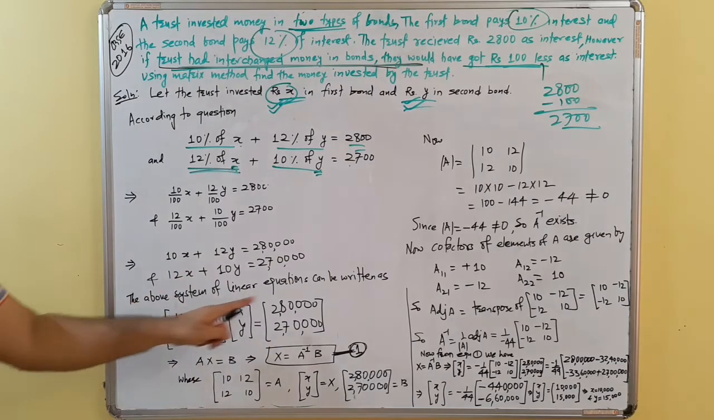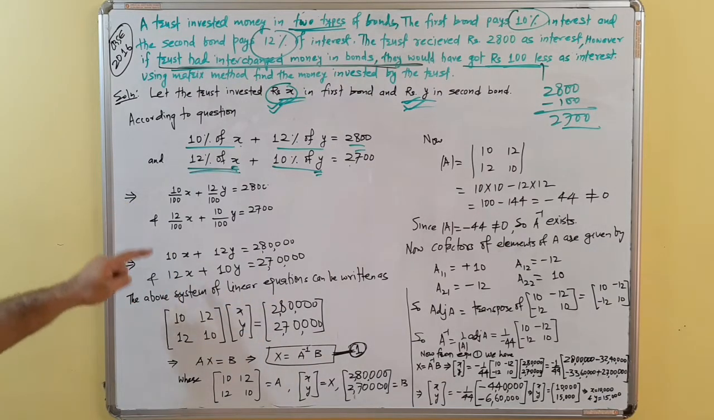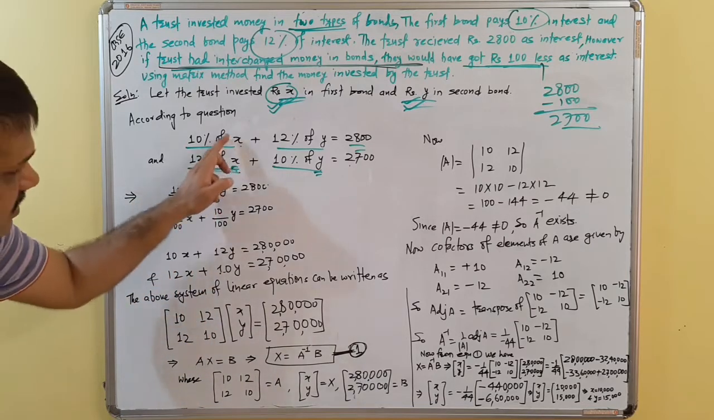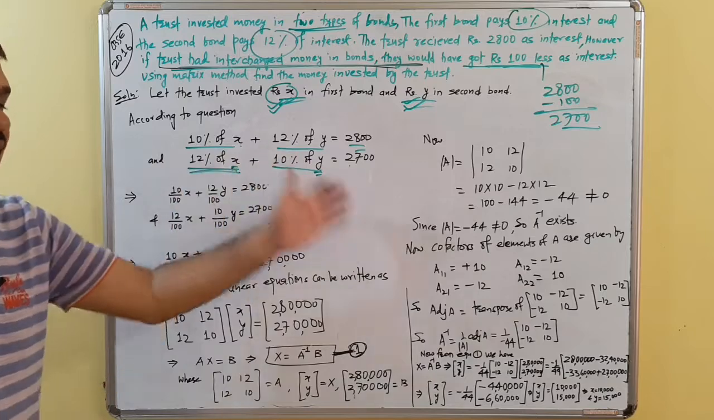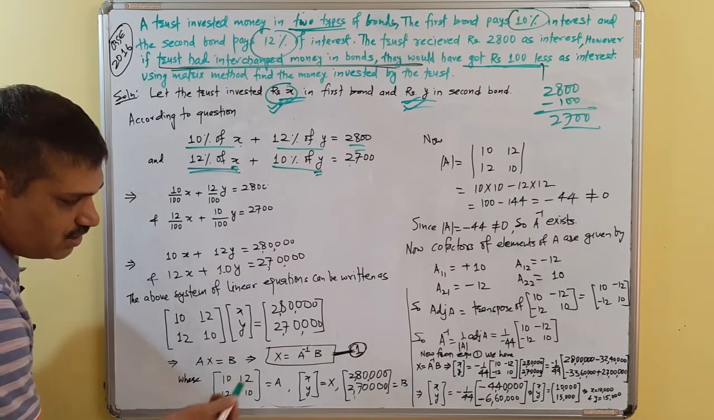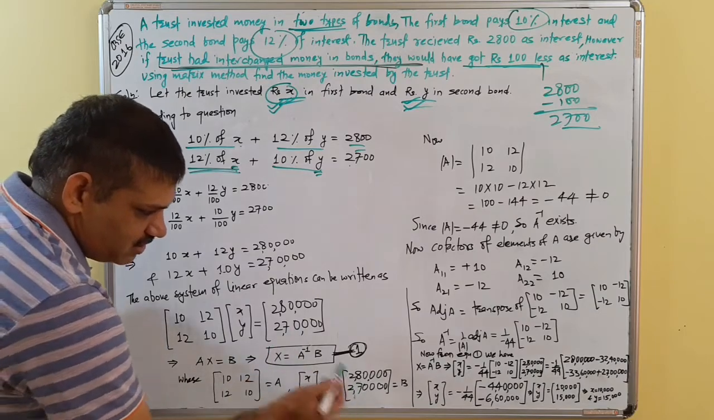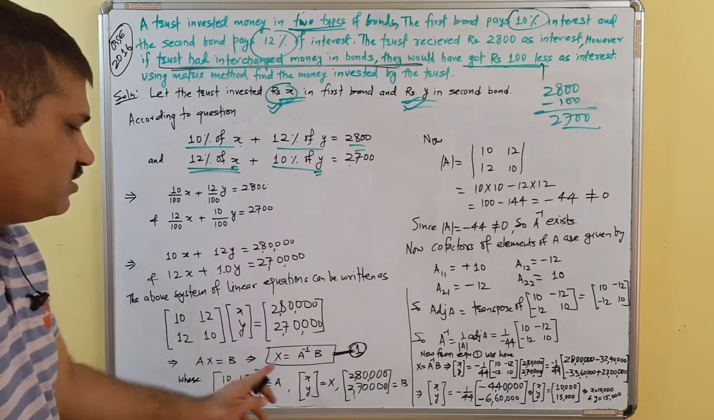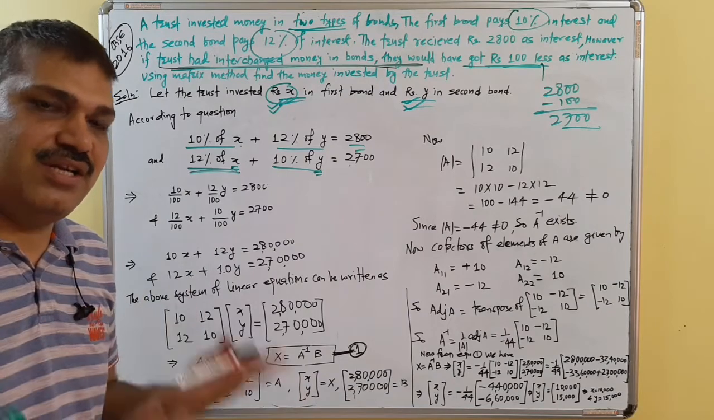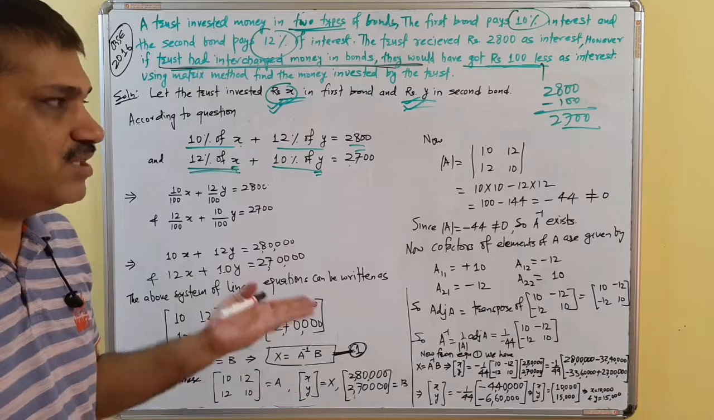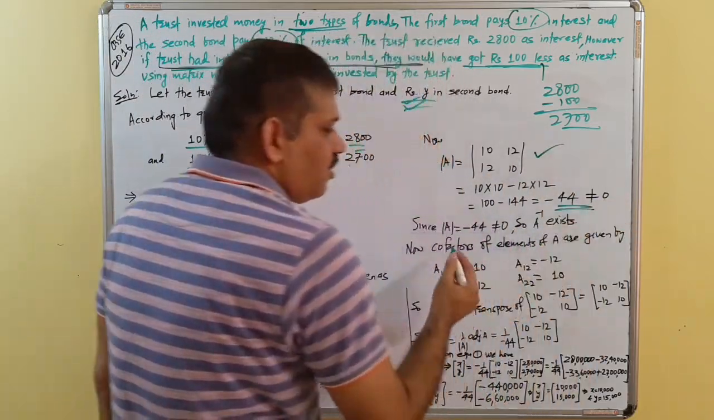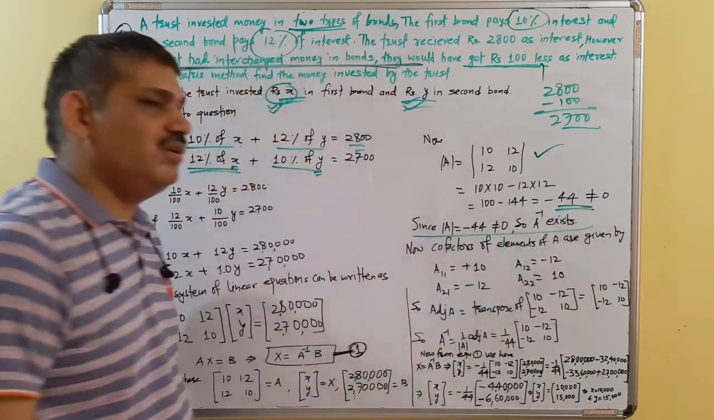Now the above system of linear equations can be written as the matrix 10, 12, 12, 10, multiplied by x, y, first x, then y. Well, this is Ax is equal to B, where A is equal to this, and this is taken as X and this is taken as B. Now, as usual, X is equal to A inverse B. For finding A inverse B, we need 1 upon determinant A times adjoint A, and determinant A here must be non-zero. So first of all, we find determinant A, that is minus 44. Since determinant A is non-zero, A inverse exists.